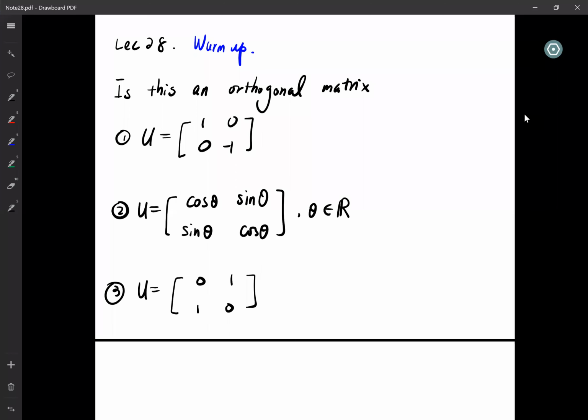Okay, so we're gonna start with a warm-up problem. The problem is whether the following three matrices are orthogonal matrices. The first one, U is 1, 0, 0, minus 1.